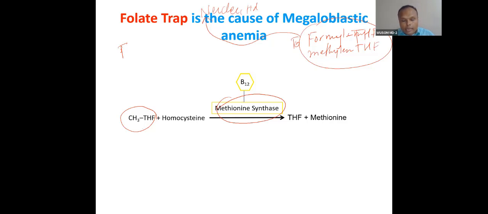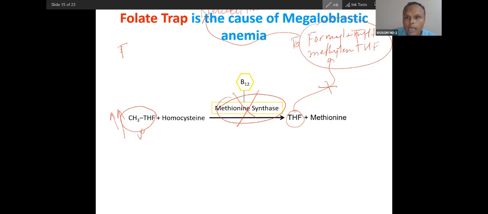And methyl tetrahydrofolate is required here only. If methyl tetrahydrofolate is not converted into tetrahydrofolate, this tetrahydrofolate cannot convert into this. If it is not converted into this, it will not convert into this, because this is the only enzyme that can activate methyl tetrahydrofolate. And if this is deficient, what will happen? Methyl tetrahydrofolate will rise in the body, but it will not be utilized. You got that? It will not be able to be utilized.